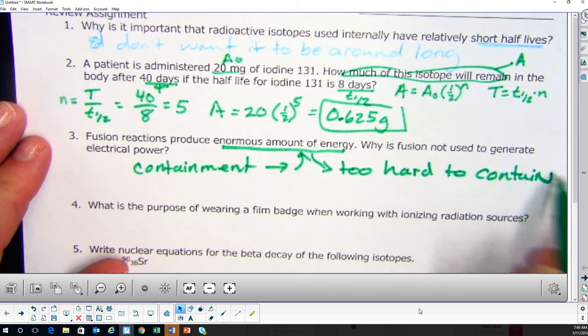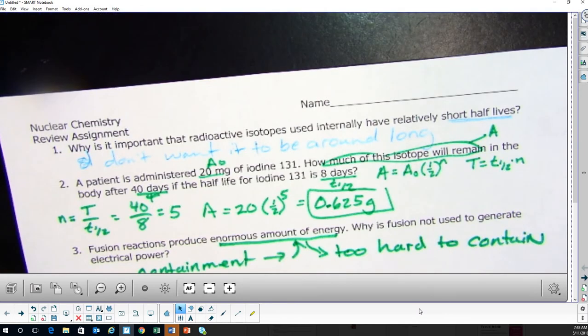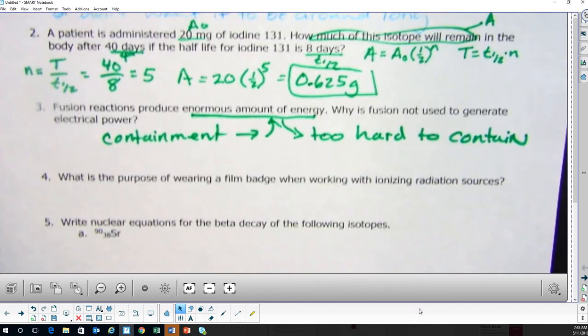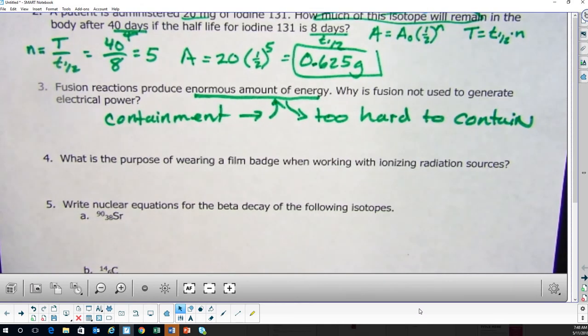So is it too cold for them? So at one point, the U of U thought they could do what they call cold fusion, keep it so cold that they could contain that energy. But they couldn't replicate it.